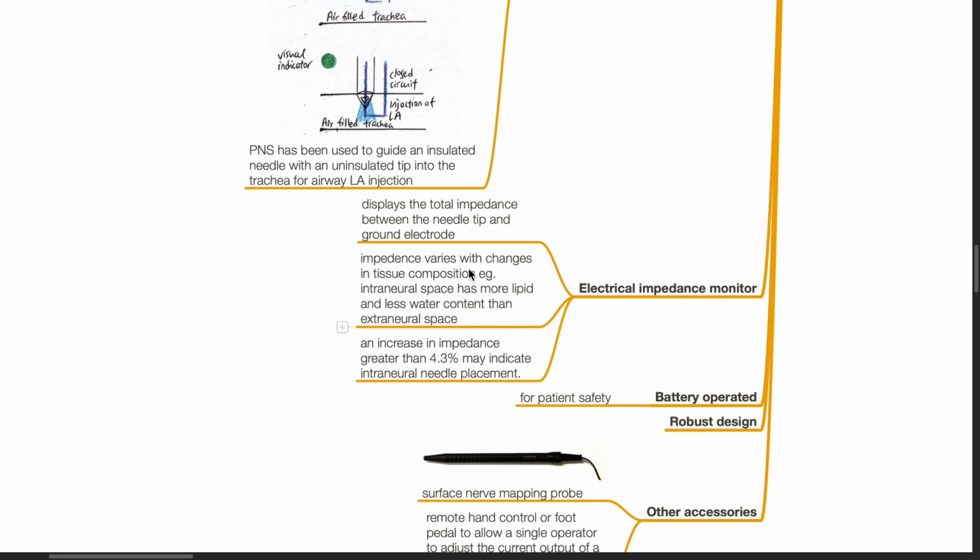Electrical impedance monitor displays the total impedance between the needle tip and the ground electrode. Impedance varies with changes in tissue composition. For example, intraneural space has more lipid and less water content than extraneural space. An increase in impedance greater than 4.3% may indicate intraneural needle placement.